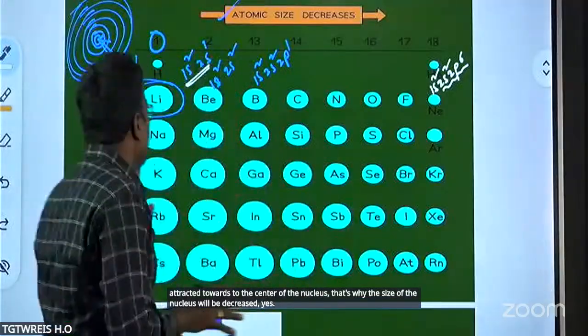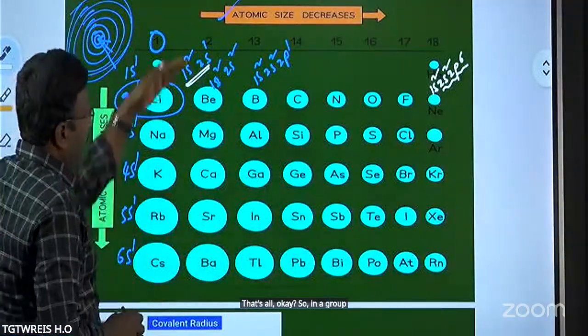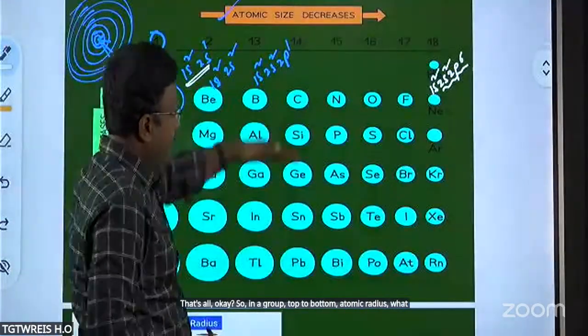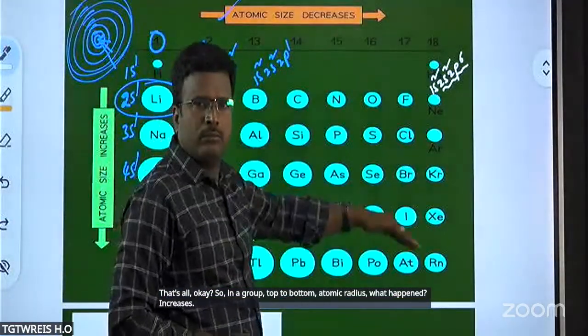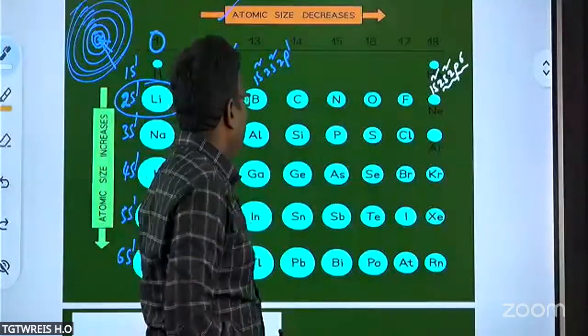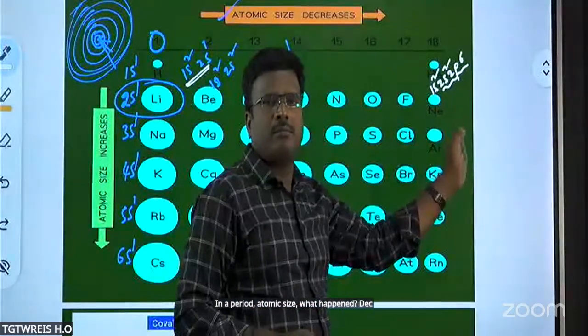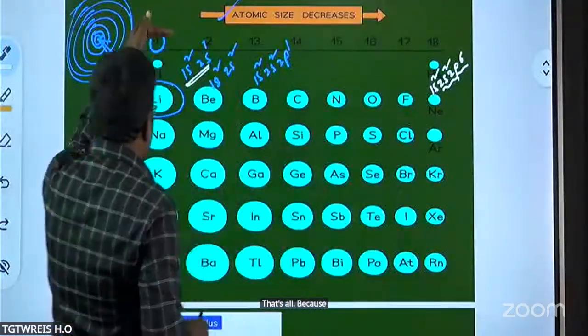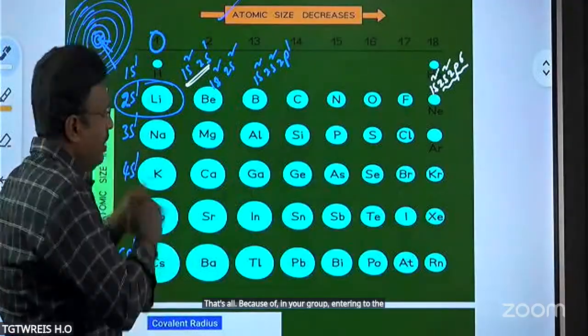That's all. Okay, so in a group, top to bottom, atomic radius, what happened? It increases. In a period, atomic size, what happened? It decreases. That's all. Because in a group, the electrons enter different shells.